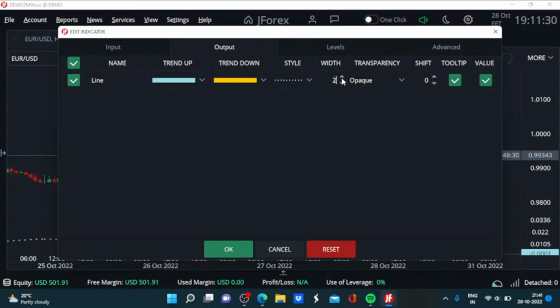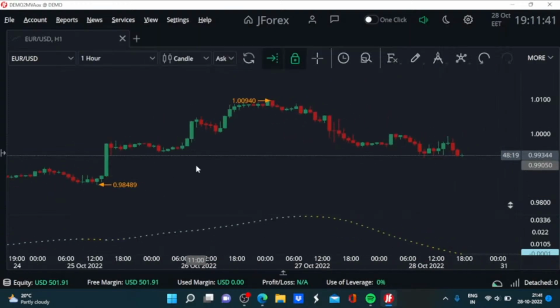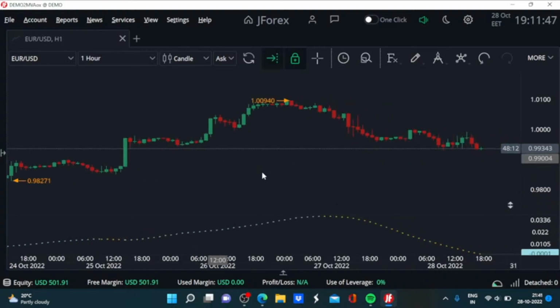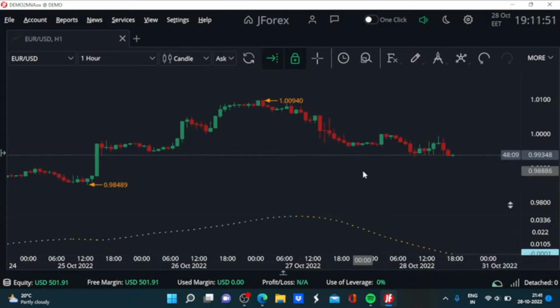Width can also be played around. Transparency factor can also be changed. So you get all these options. If you want these to look less prominent on the chart, and at the same time indicative of direction, then you can go for these kinds of combinations.